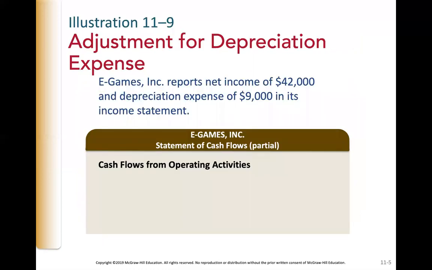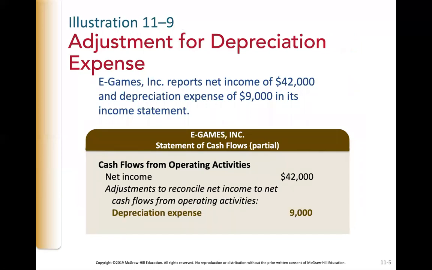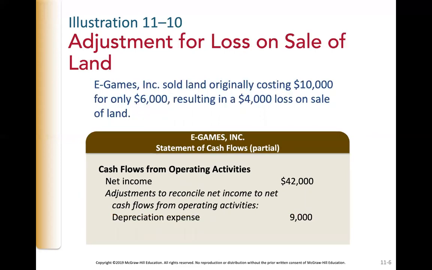So, looking at eGames, remember eGames reported a net income of $42,000 and depreciation expense of $9,000 on its income statement. Because we deducted the $9,000 non-cash expense, we need to add that back. So we start with our net income of $42,000 and add back our depreciation expense of $9,000.